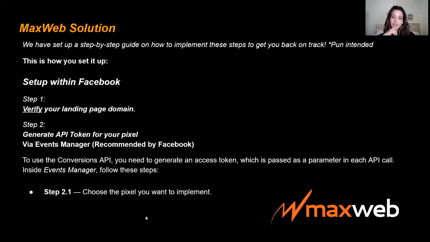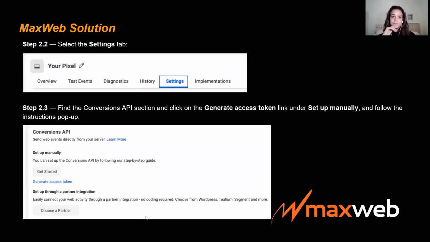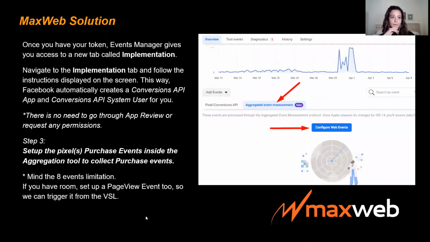To use the Conversions API, you need to generate an access token, which is passed as a parameter in each API call. Inside Events Manager, follow these steps. First, choose the pixel you want to implement. Step 2, select the Settings tab. Then find the Conversions API section and click on the Generate Access Token link under Setup Manually and follow the instructions prompt.